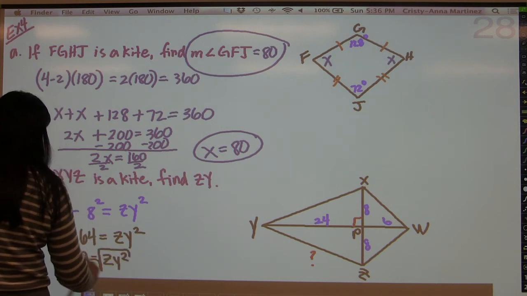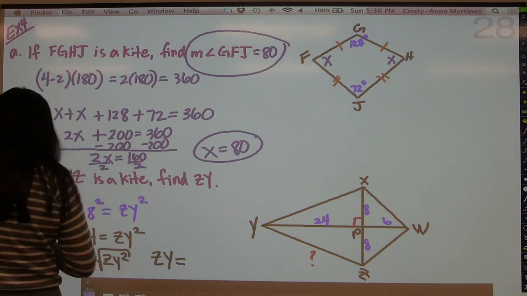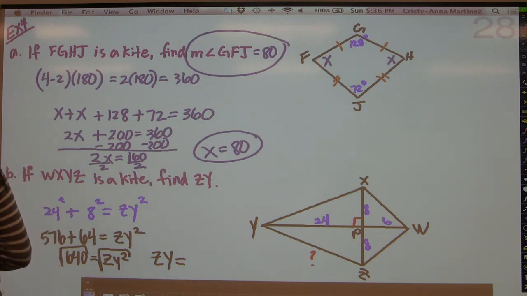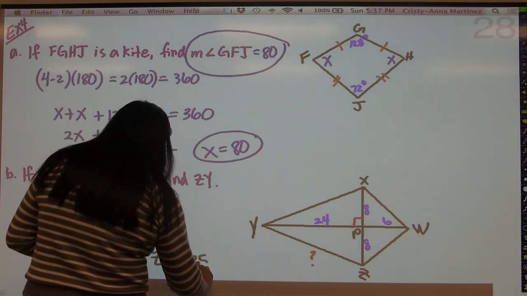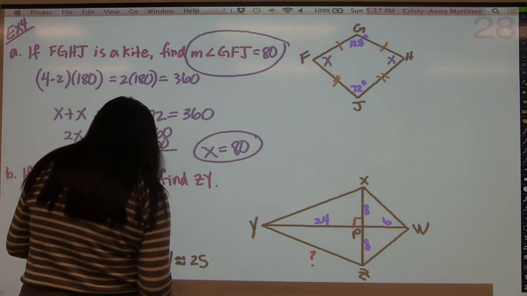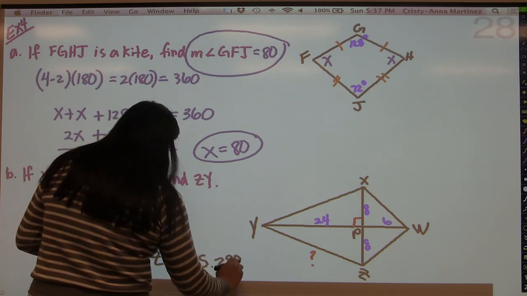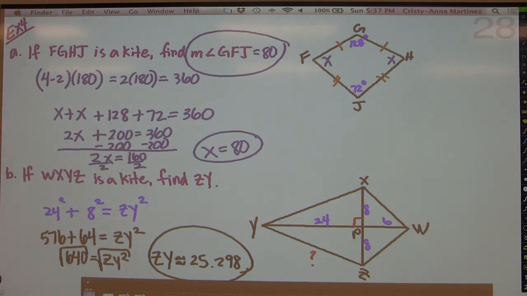So now we square root both sides. And we're going to get that it's approximately 25.298. Alrighty, there's your ZY. So in this case, we had to use a little bit of the Pythagorean Theorem, and then we can find our missing measures.